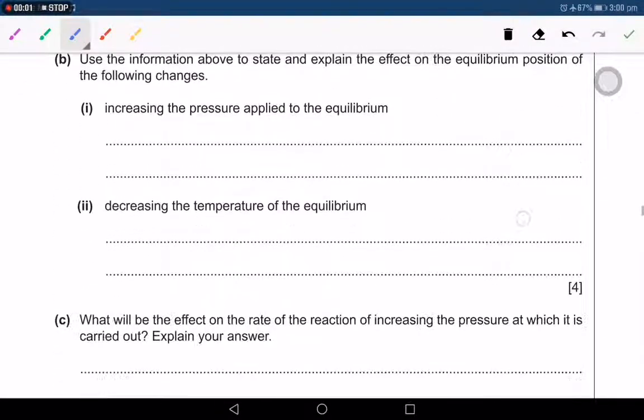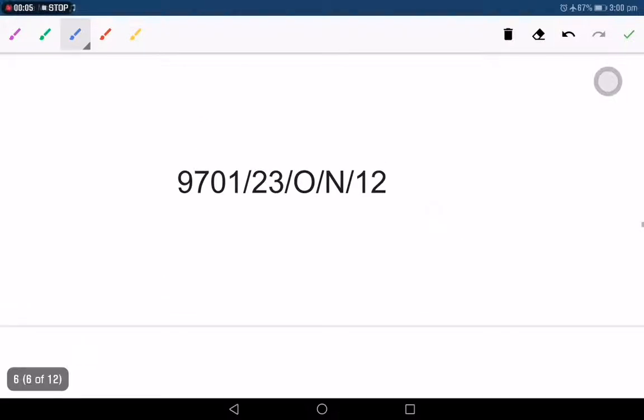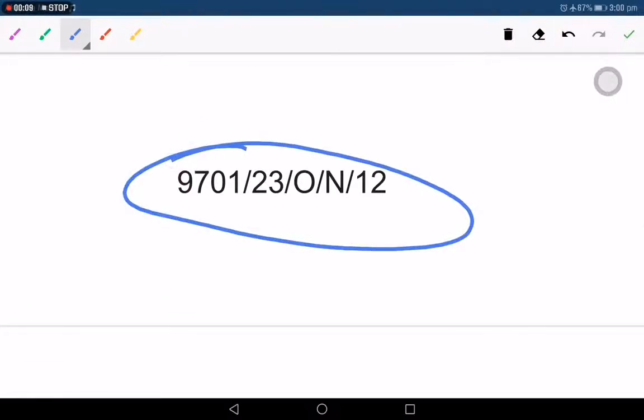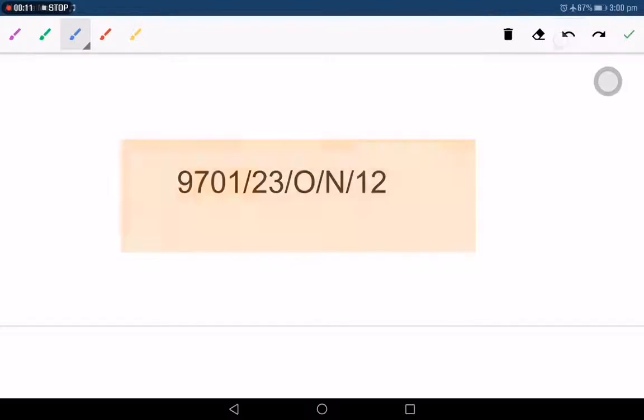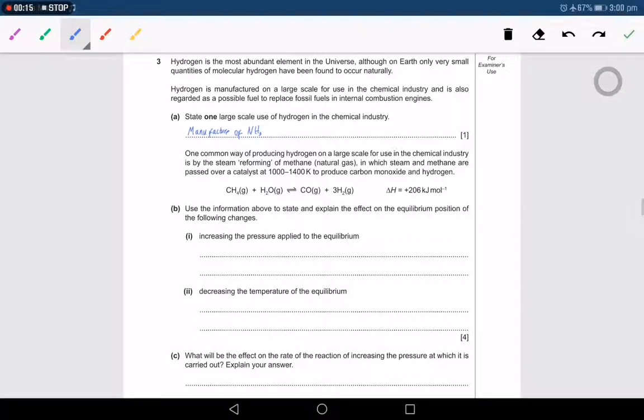Hey guys, today I'm back after a long time with the question paper. Which is this one? This is this one. 9701/23/O/N/12. Okay, so let's move on.